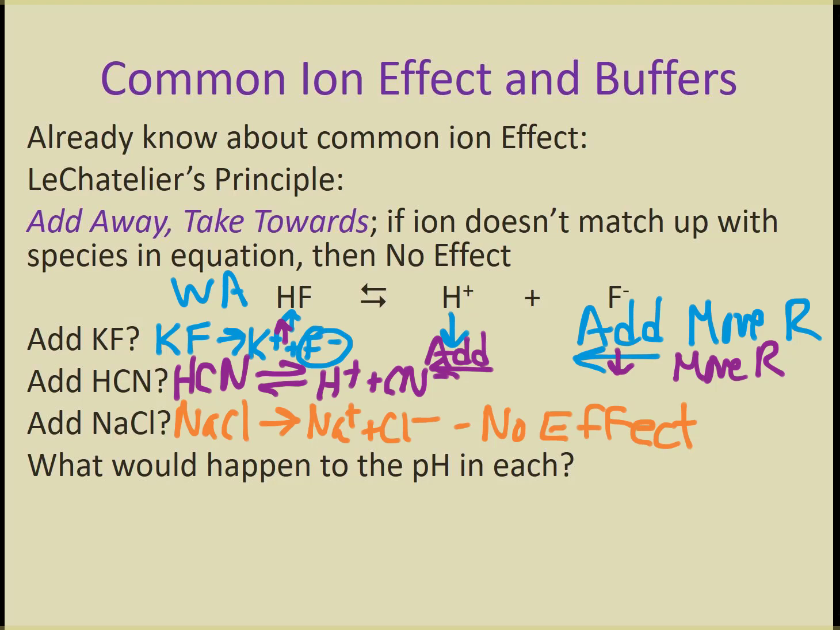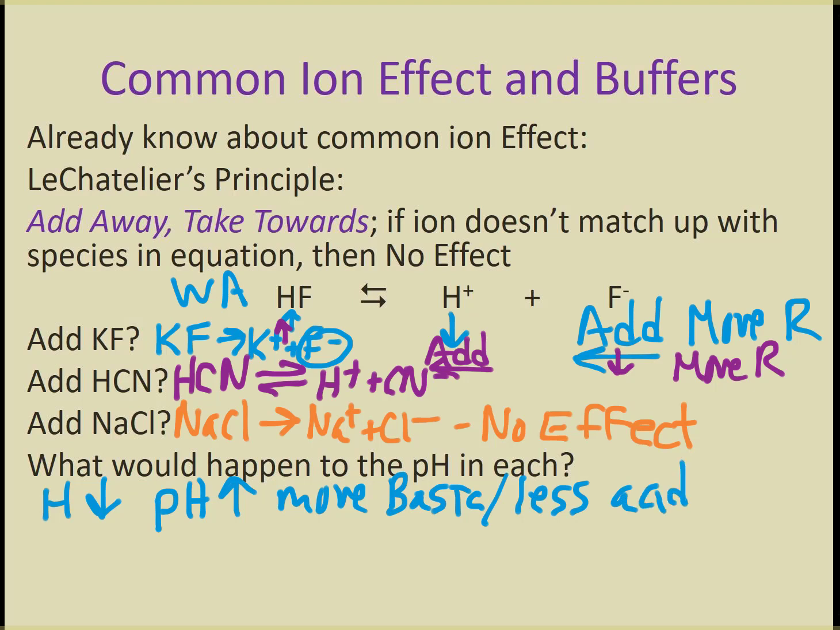So how is this going to affect the pH? Well, in that first system, my H plus went down. Because it went down, that means my pH went up. So this became more basic or less acidic. So what I would expect, again, the pH to go up. In that second one, the same thing. My hydrogen went down, so therefore the pH went up. And again, it would be more basic, it would be less acidic.